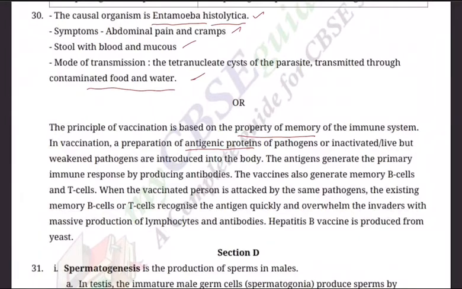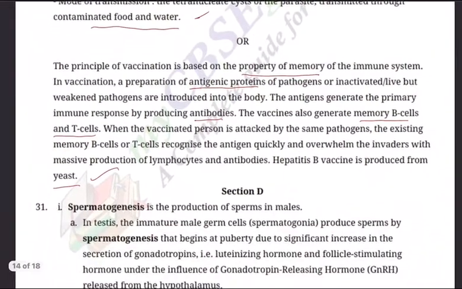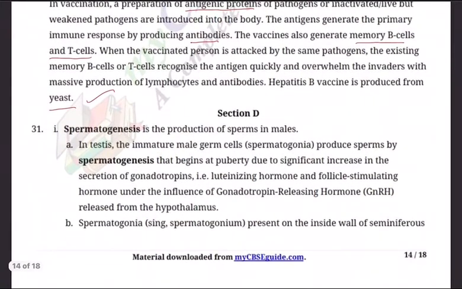In vaccination, a preparation of antigenic proteins of pathogens, inactivated or live but weakened pathogens, are introduced into the body. The antigens generate the primary immune response by producing antibodies. The vaccines also generate memory B cells as well as T cells. When the vaccinated person is attacked by the same pathogen, the existing memory B cells and T cells recognize the antigen quickly and fight the invaders with massive production of lymphocytes and antibodies. Hepatitis B vaccine is produced, as we said yesterday, from yeast.